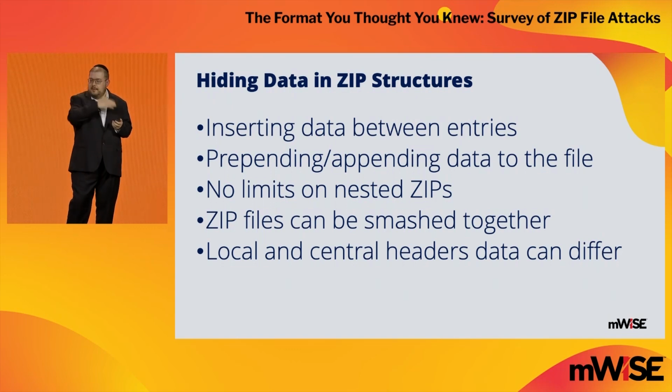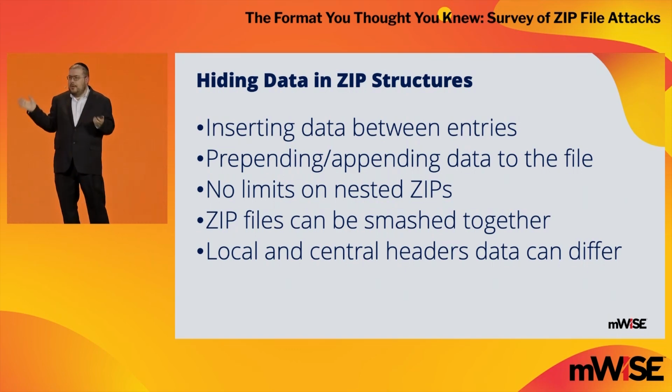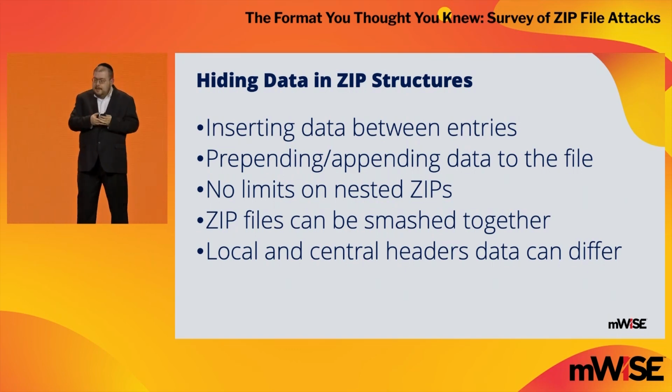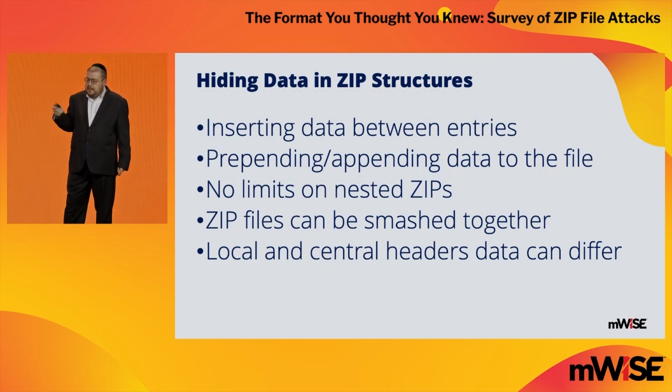You could stick data anywhere in between. You could put data before the file, you could put data after the file. You could put data between 2 entries, you could put data between the central directory and the local entries. Basically, you could put anything you want in there. If an implementation is not checking for that extra data, they will not find it.